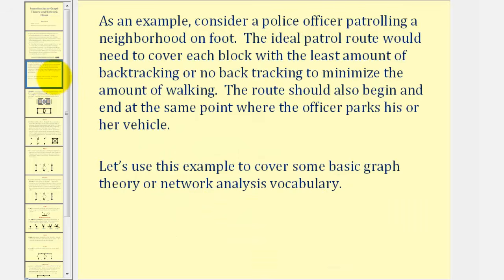As an example, consider a police officer patrolling a neighborhood on foot. The ideal patrol route would need to cover each block with the least amount of backtracking or no backtracking to minimize the amount of walking. The route should also begin and end at the same point where the officer parks his or her vehicle. We'll use this example to cover some of the basic graph theory or network analysis vocabulary.